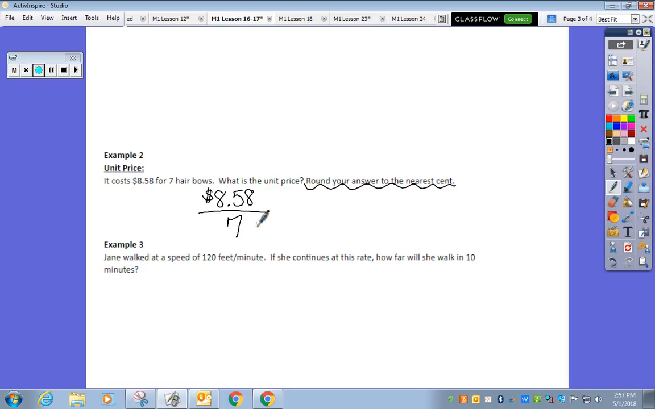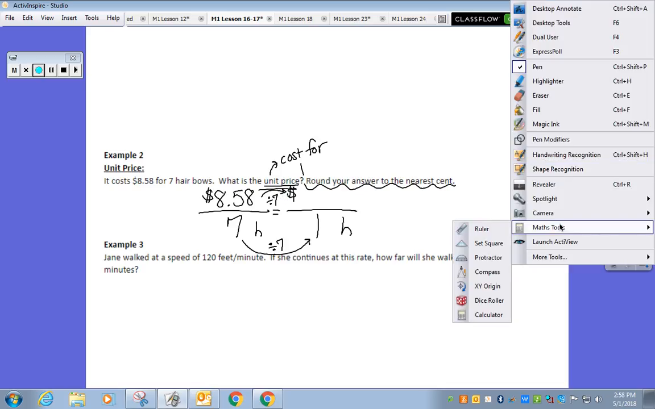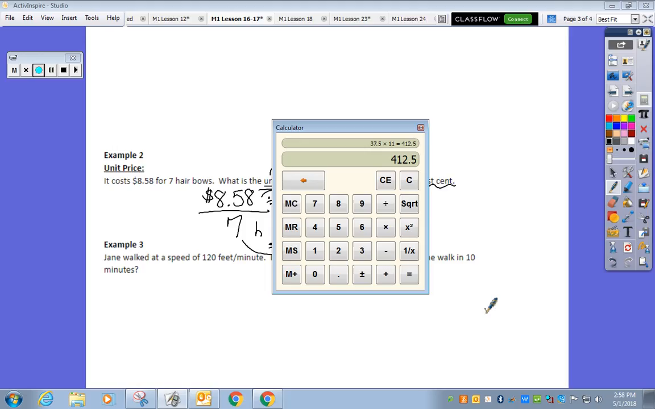So I'm just going to put H for hair bows. I'm going to set that up equal to a fraction with my money over my hair bows. And I'm looking to find, if it's unit price, the cost for one. Okay, so that means one hair bow. To go from 7 to 1, I divided by 7. So I will take my $8.58 and divide by 7. I'm going to use my calculator to do this.